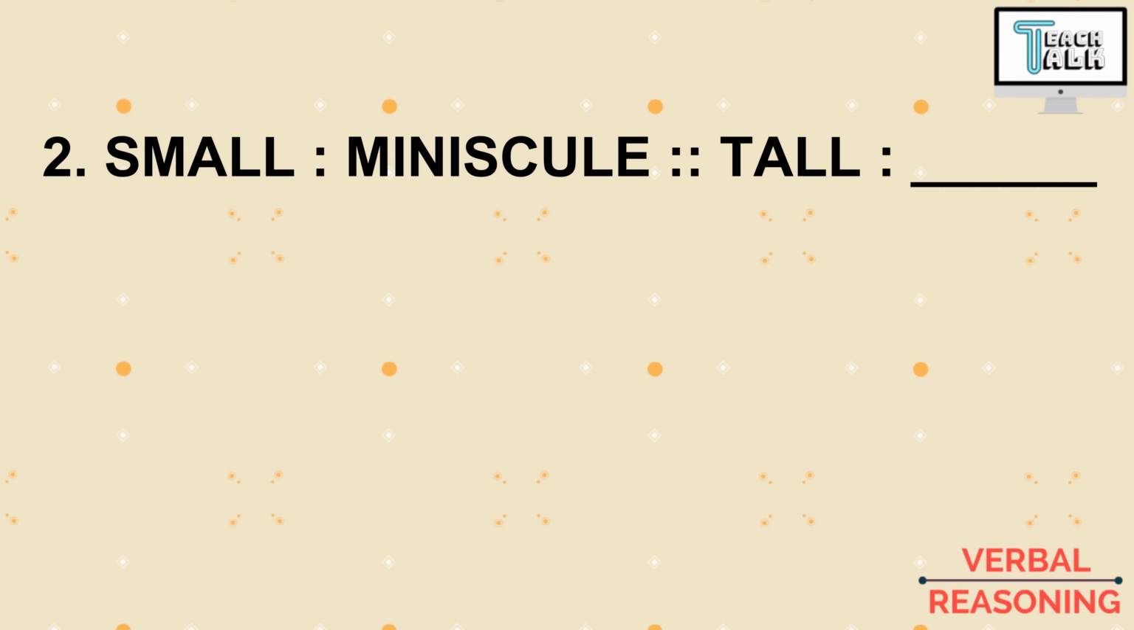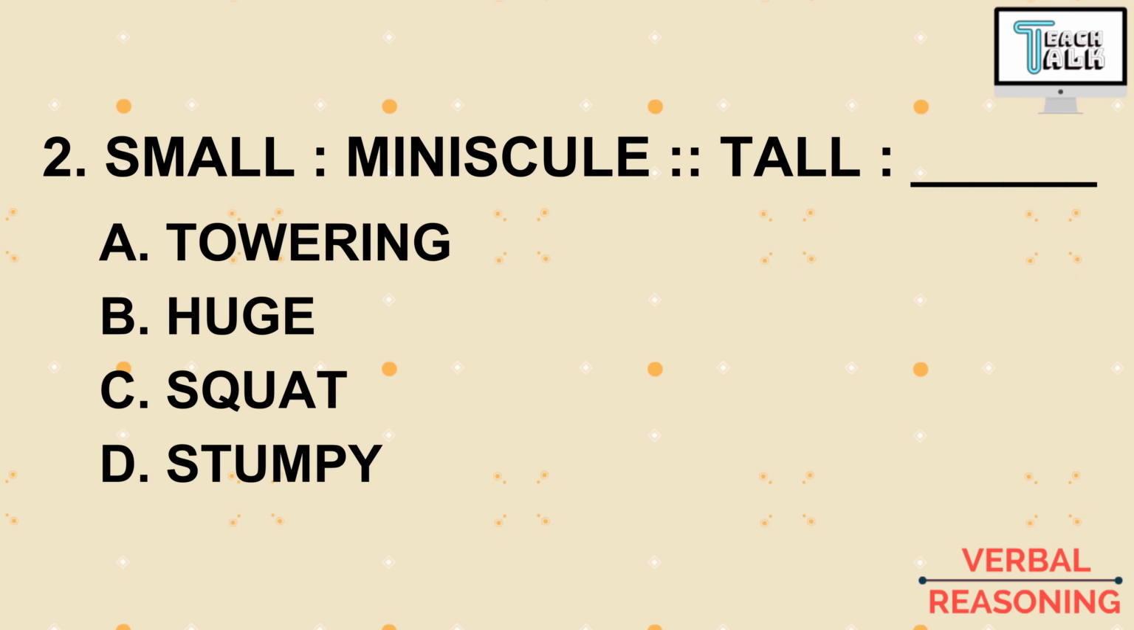Let's proceed to the next item. If small is to minuscule, then tall is to blank. A. Towering, B. Huge, C. Squat, D. Stumpy.